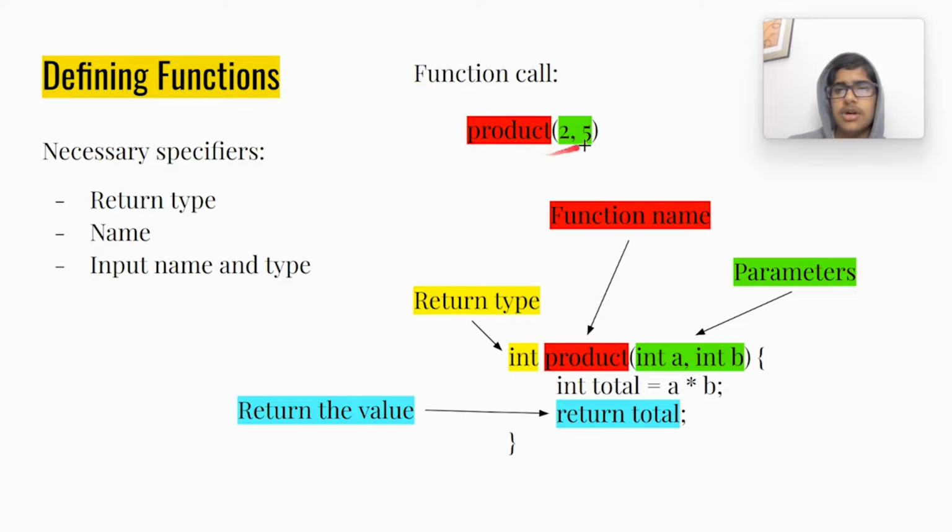How you call it is you put the function name, and then you pass two values, just 2 and 5. In this case, 2 becomes A, 5 becomes B. You do 2 times 5, which is 10, and you return total, which becomes return 10.